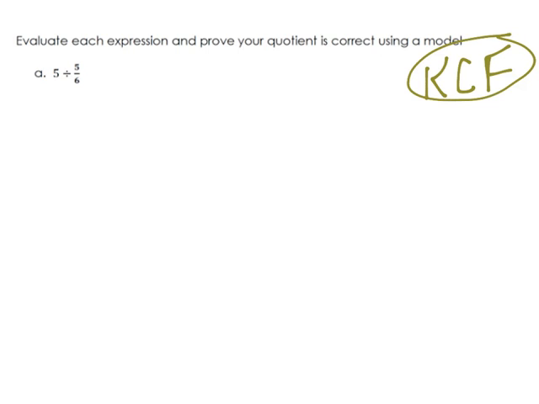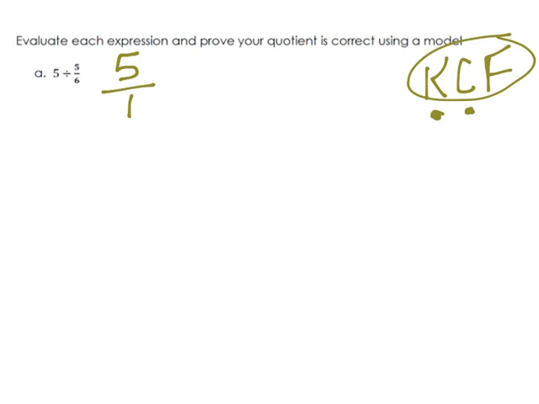So I'm going to think to myself, what is this question asking me to do? This expression is telling me that I am trying to find how many groups of 5/6 are in 5 wholes. To find my quotient, I'm going to start by writing 5 in fraction form. Remember, a whole number written as a fraction is just over 1. So I have 5 over 1. That is me keeping that first fraction.